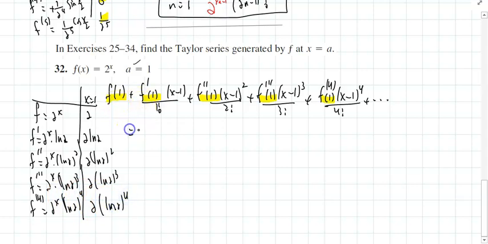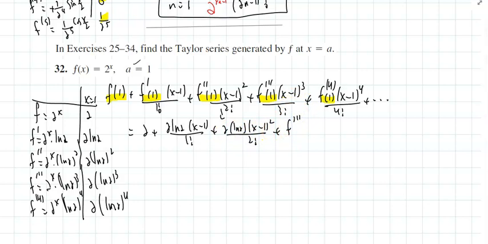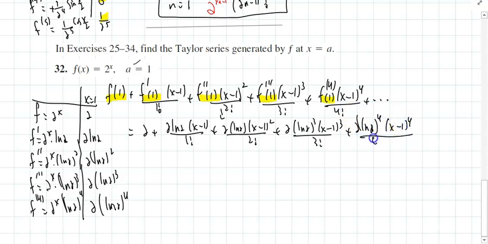If I fill in these blanks, I'm getting 2 plus twice natural log of 2, x minus 1 over 1 factorial, plus f double prime, that's twice natural log of 2, x minus 1 squared over 2 factorial, plus f triple prime, oops, I got carried away there, plus twice natural log of 2 cubed, x minus 1 cubed over 3 factorial, twice natural log of 2 to the fourth, x minus 1 to the fourth over 4 factorial, and that would be the series n equal to infinity.